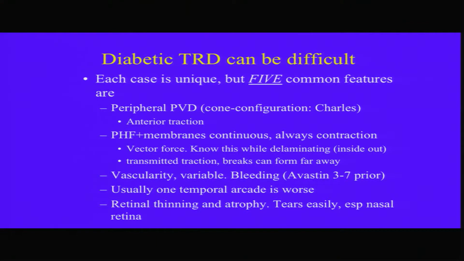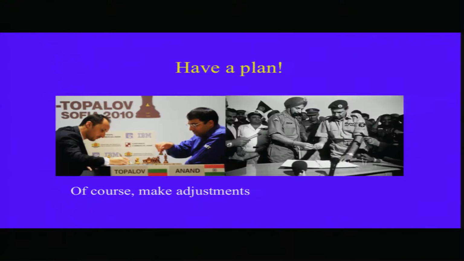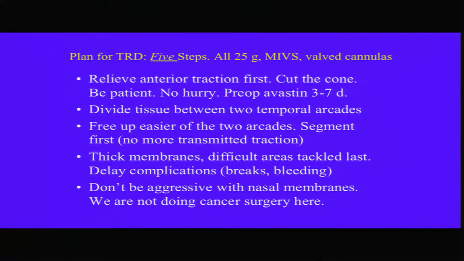And this is not cancer surgery. You can leave behind some membranes. It's not a defeat. So have a plan. So whether it's a game of chess or a military maneuver, have a plan. And of course, as the situation demands, you have to make adjustments. So what is my plan? So there are 5 problems, 5 things you have to know, and same thing, 5 steps. So as has been alluded to, remove anterior traction first.